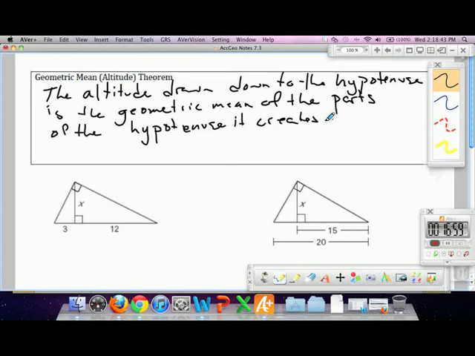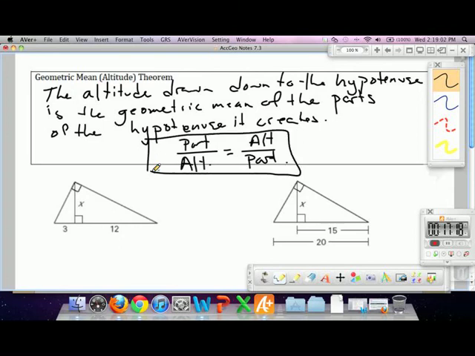Or a formula might be part is to altitude as altitude is to other part. That would be the formula that comes from this geometric mean theorem. So what's the formula? Part over altitude is equal to altitude over the other part. So for example, if I don't know the altitude, but I do know the 2 parts of the hypotenuse that it makes, then I can set up, using the geometric mean formula, a proportion to solve.